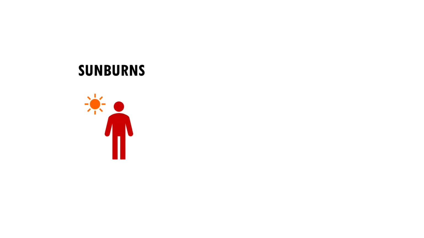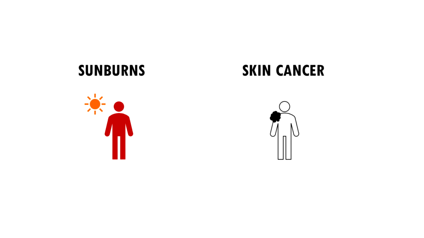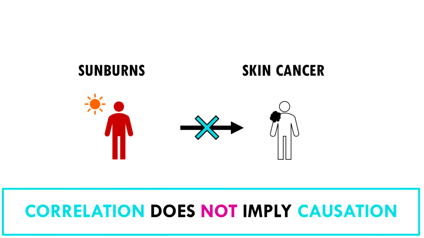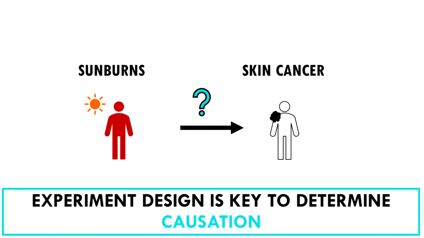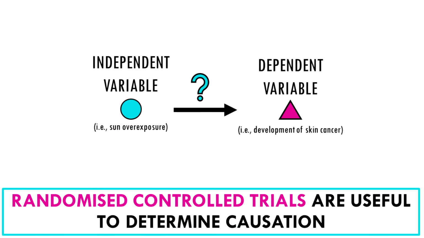Let's look at one last example. You might notice that places with higher numbers of sunburns have also higher numbers of cases of skin cancer. Does this mean that sunburns cause skin cancer? No, with this data we cannot say that sunburns cause skin cancer. But wait a minute, we can design an experiment to determine causation. For example, randomized controlled trials can provide good evidence of causal relationships.